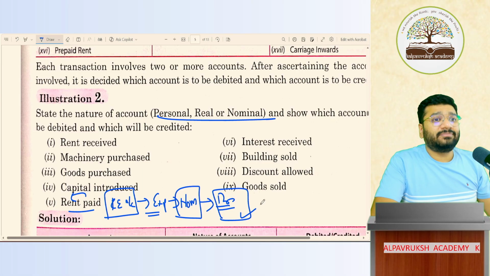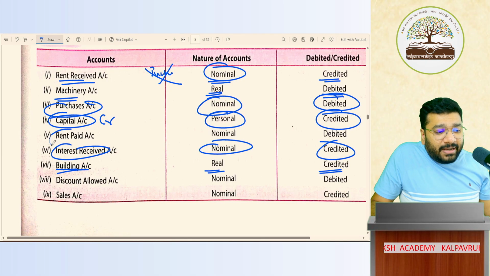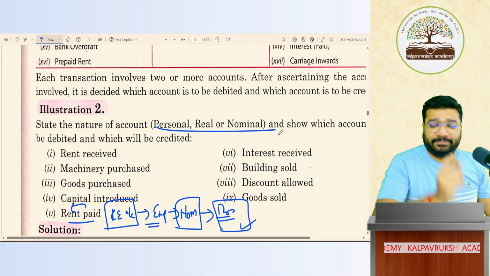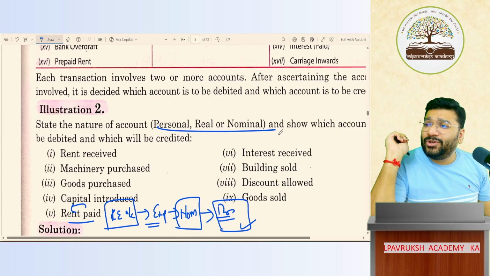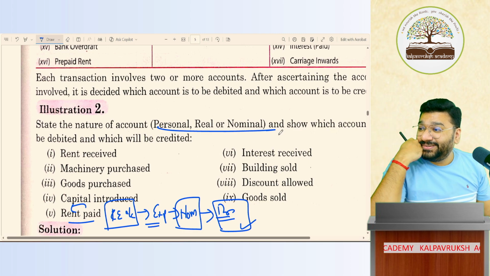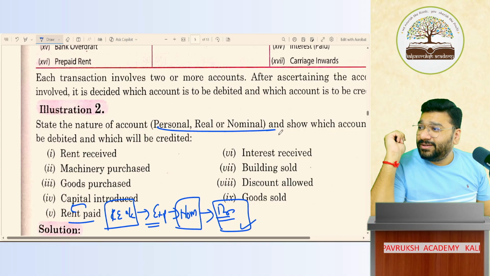Madam, you're lost. What happened? Are you listening? Okay. Rent paid, nominal, debited. Okay, not okay? Online people, only two photos I can see, videos I can see. I can see only Jay Darshini and Sajaya. Others are enjoying nicely. Please switch on your videos: Mukesh, Pavan Kumar, Pritesh, Syed.